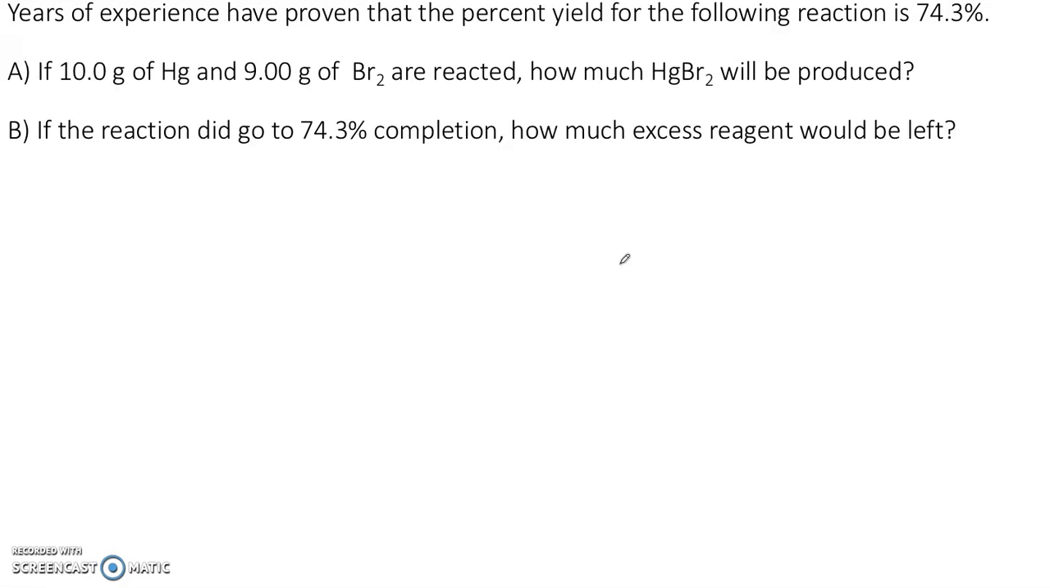Okay, years of experience have proven that the percent yield for the following reaction is 74.3. And then letter A, it says that we have, let me get my pen on here, 10 grams of mercury and then 9 grams of bromine. And it says how much HgBr2 will we make? Now that's what we want to know.